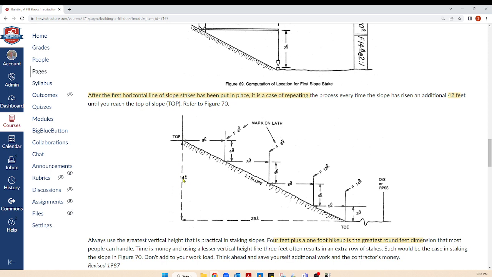There's your 14.8. Now it's a 2 to 1, so 14.8 times 2, there's your 29.6. That's your horizontal distance. That's your vertical distance. Oh, when we get up to 42 feet, we have to repeat the process. I'm not getting that, fellas.